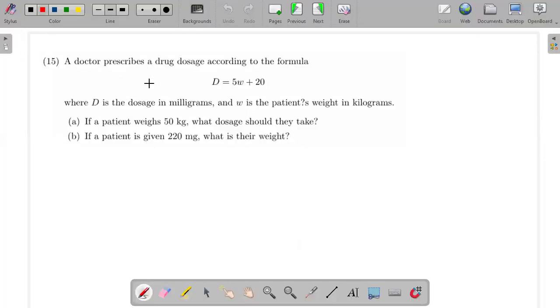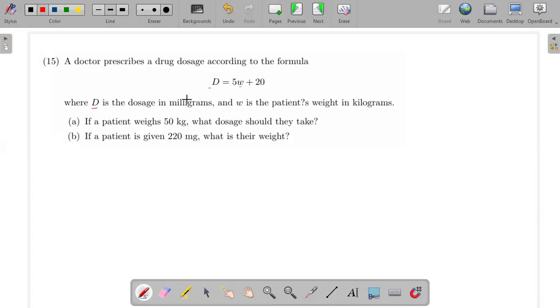Right, so question 15 reads: a doctor prescribes a drug dosage according to the formula D is equal to 5W plus 20, where D is the dosage in milligrams and W is the patient's weight in kilograms. So now they've given us D, and we see from the equation that it's just a linear equation, meaning there is a linear relationship between the weight of the person and the dosage D.